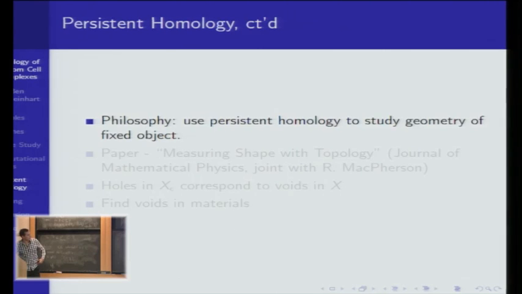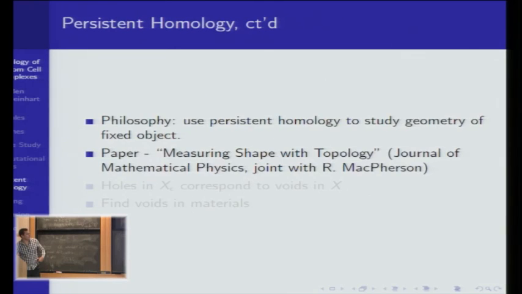Okay, so the philosophy is to use persistent homology to study the geometry of a fixed object. This is different than what you may have seen from Carlson, where he uses it to detect topology from noisy data. Here, our randomness is in the object itself rather than sampling from the object. And the topology actually reflects the shape of the object rather than being the topology of what we're sampling from. This philosophy was introduced in my paper with Bob, Measuring Shape with Topology.